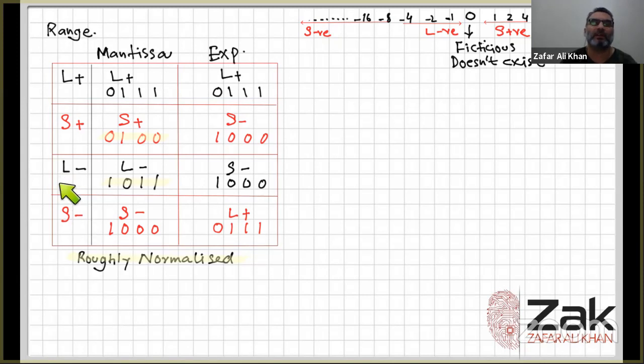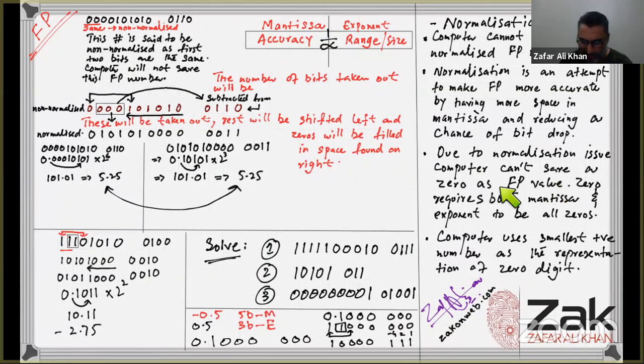Sometimes, mind it, this shows up in exams: the smallest magnitude negative number is actually the largest negative number, and the largest magnitude negative number means the smallest negative. All right. Now, we discussed over here that due to the normalization issue, a computer cannot save 0 as a floating point value.